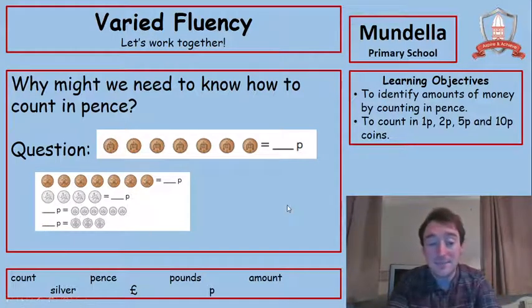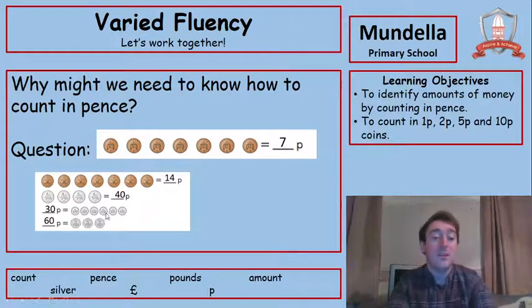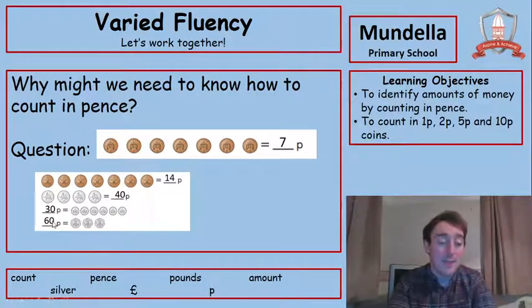Should we check the answers? 7, 14, 40, 30, 60. Woo! Good. So you might notice that even though there are more coins here, that's a bigger amount of money there because this coin is worth more than one of this coin. Okay?